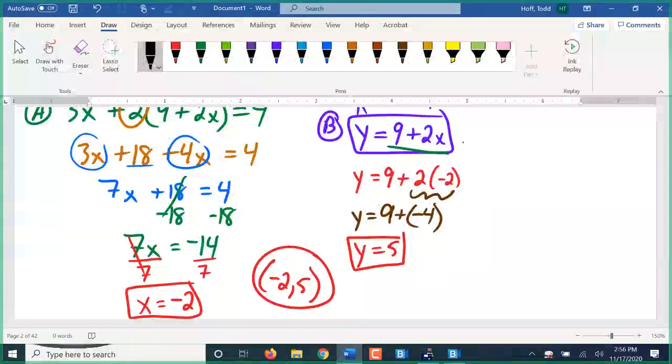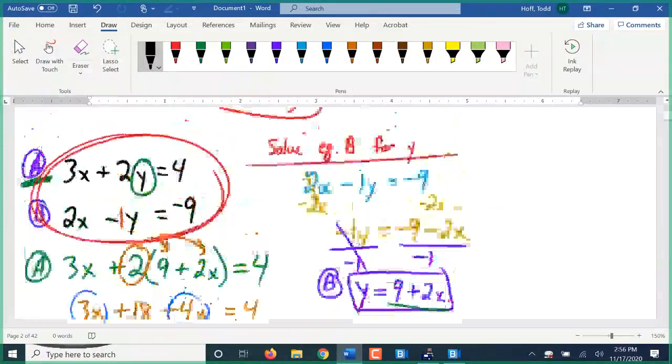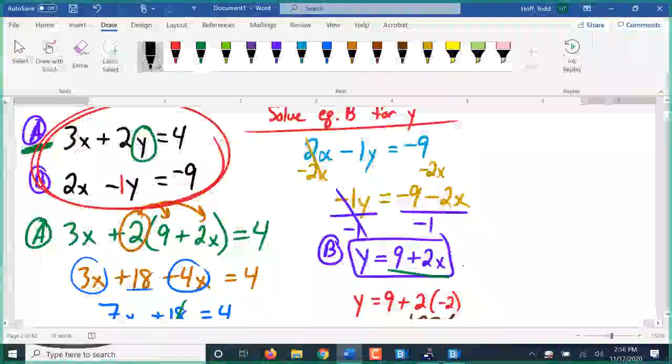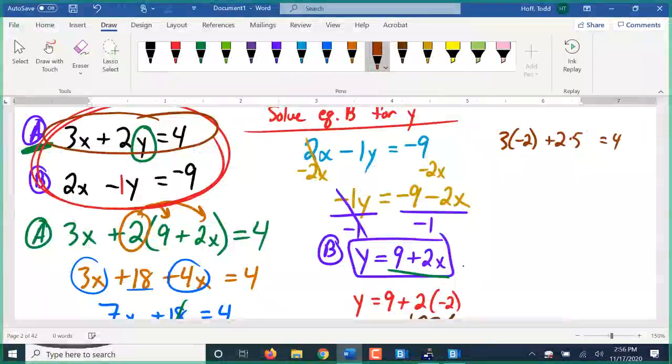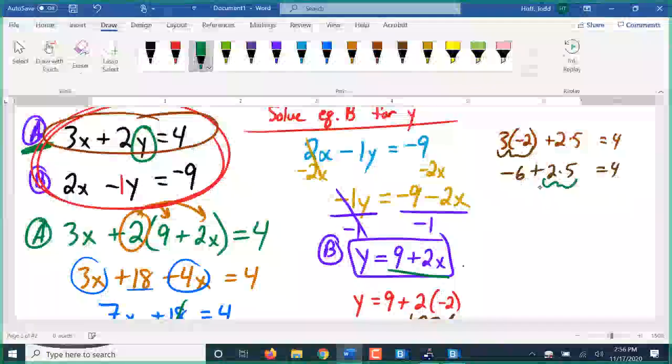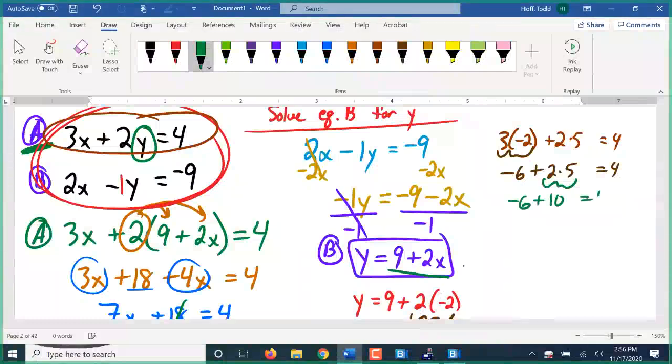Just like we did with graphing, if we wanted to, we could go back to the original equations and make sure those numbers worked. Negative 2, 5. Well, 3x plus 2y becomes 3 times negative 2 plus 2 times 5. Check to see if that equals 4. 3 times negative 2 is negative 6. 2 times 5 is 10. And negative 6 plus 10 is 4. So we have 4 on both sides of that equation.